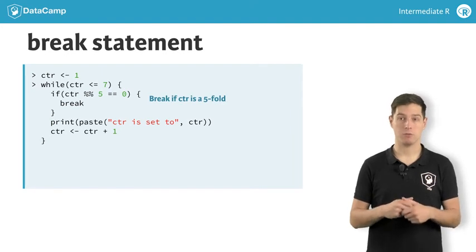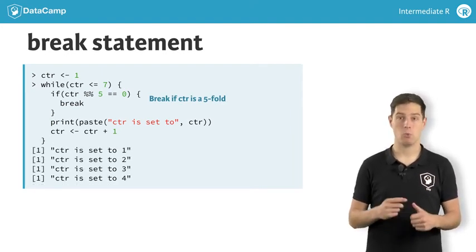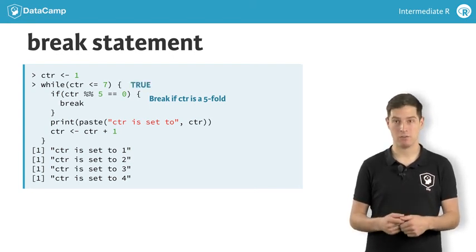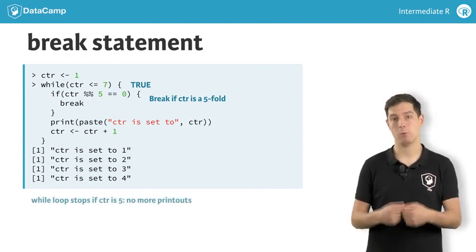If we now run this piece of code, the sentence is only printed out 4 times, for the ctr values 1 to 4. If we check out the ctr variable, it is equal to 5, because for ctr equal to 5, the condition that checked if ctr was divisible by 5 became true, and the while loop was abandoned.